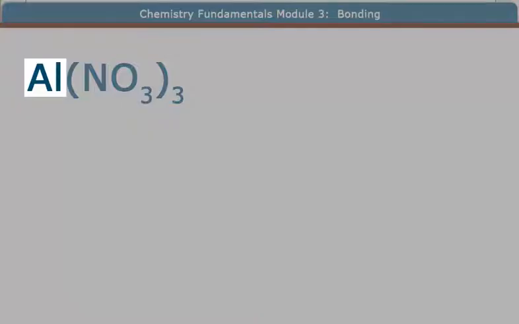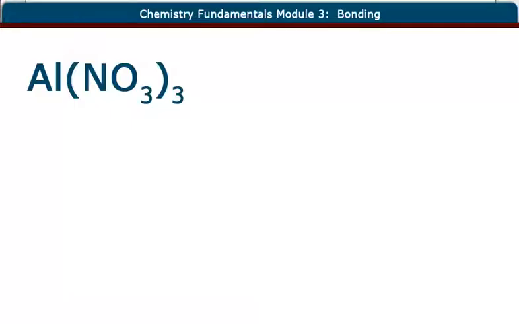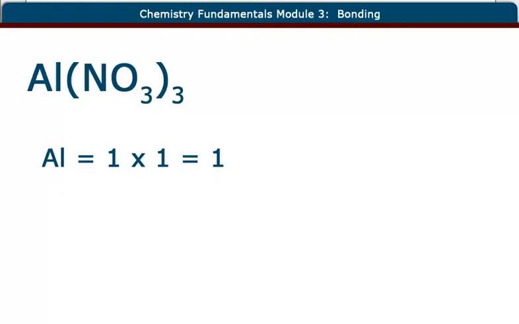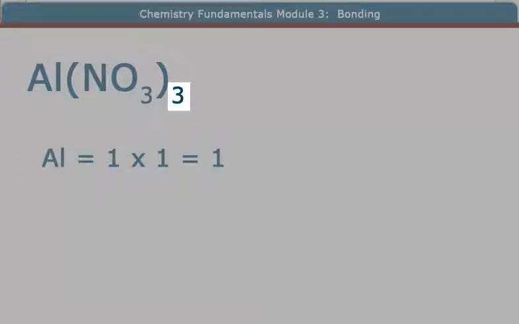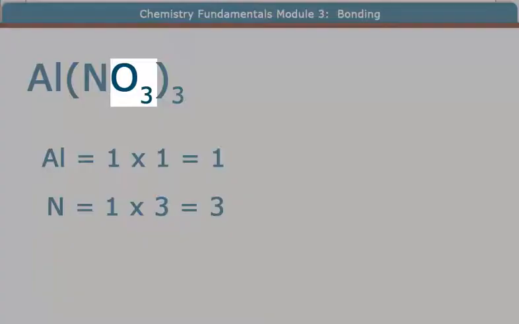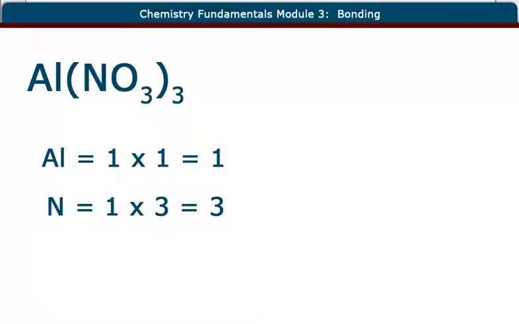First, let's look at aluminum. Remember, if there is no number subscript, we assume the number 1. So there is only 1 aluminum atom. Nitrogen is in the parentheses, so however many nitrogen atoms are in the parentheses must be multiplied by the number outside the parentheses. Therefore, we multiply 1 times 3. So we have a total of 3 nitrogen atoms. Finally, oxygen is within the parentheses, and there are 3 oxygen atoms. So we must multiply 3 times 3, so we have a total of 9 oxygen atoms.